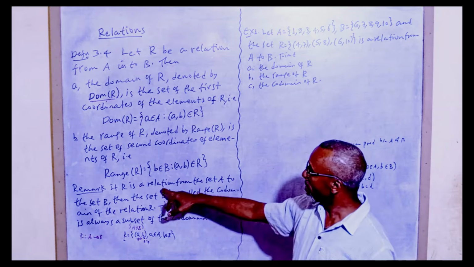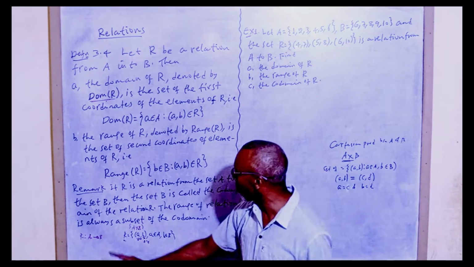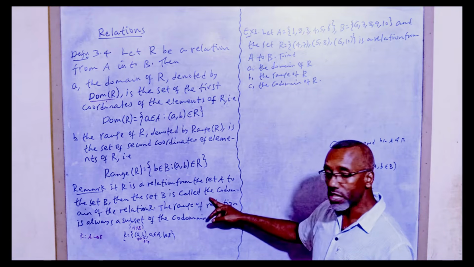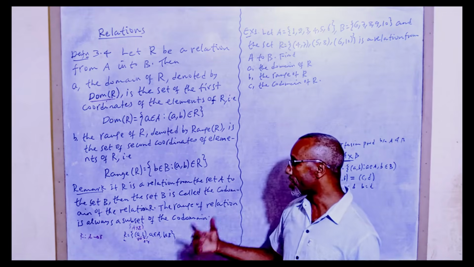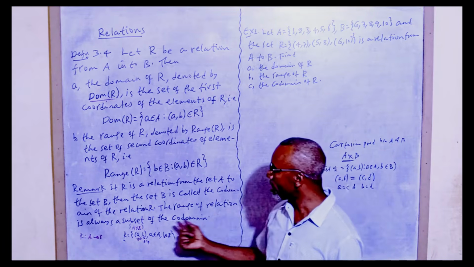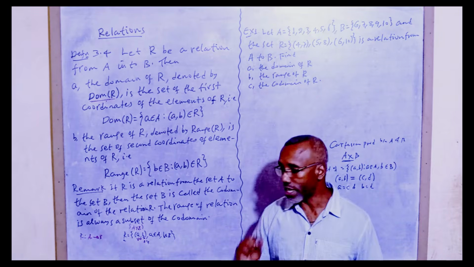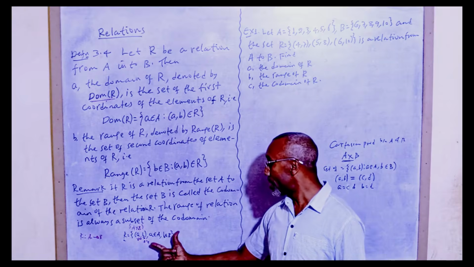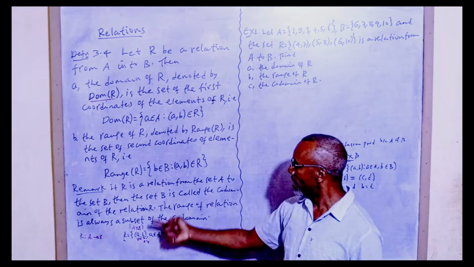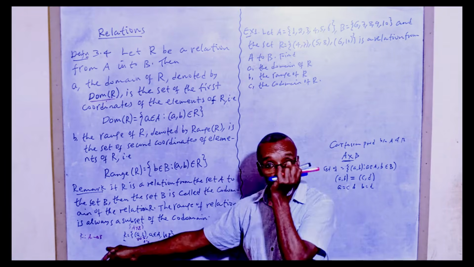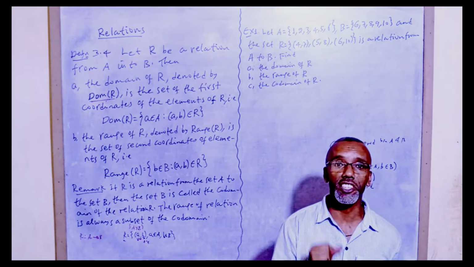As a remark, if R is a relation from set A to set B, the set B is called the codomain of the relation R. Set B ምንለው ምንድነው? The codomain of the relation R. The range of the relation is always a subset of the codomain. Range ምንለው the second coordinate of the relation R ብለናል። The second coordinate ደግሞ B ነው። The second element ምንለው B ነው። This B can be the codomain of the relation R.